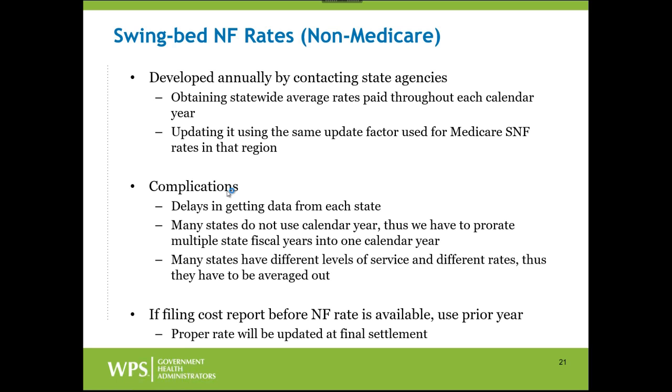Another complication with this is that it's not always as easy as them just giving us one rate. A lot of times they'll give us a big listing of the different rates that were paid throughout the year, either by provider or by service type. Therefore, we have to average them out as the regulation and policy requires. It's an average rate paid throughout the year. So we have to identify that. We have to potentially prorate it into one calendar year. And then, of course, we have to calculate that imputed update factor and update it to give you the rate that's going to be used for your current year.